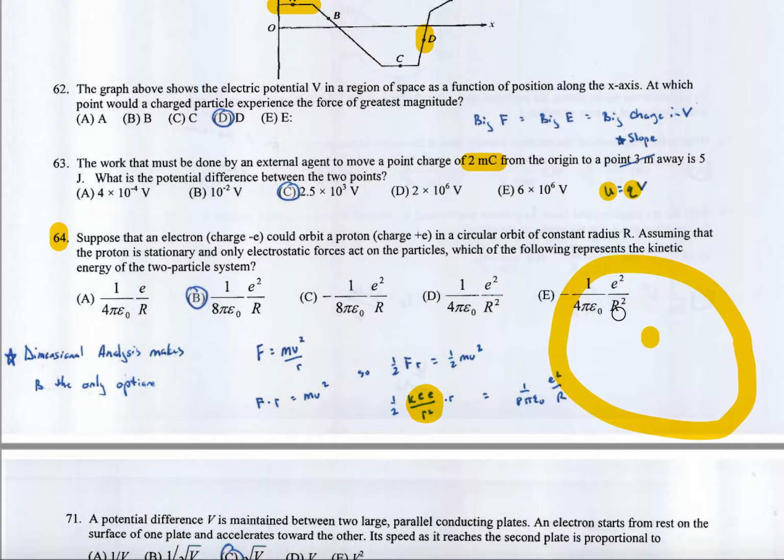And these are not energies. They don't even have the right dimensions, meaning they don't have the right units. Only B and C make sense, and since kinetic energy has to be positive, well then actually you can just circle B and move on. You don't even have to do anything.